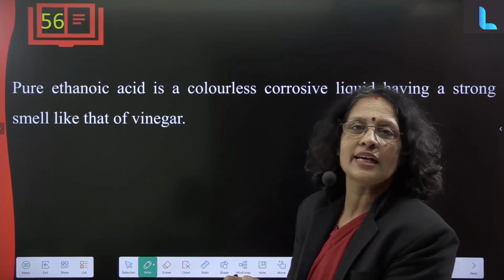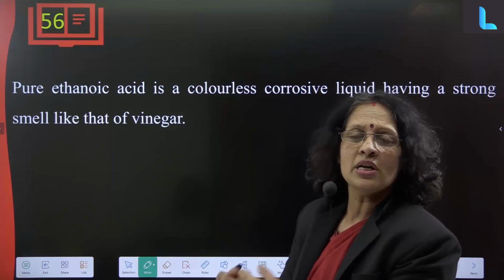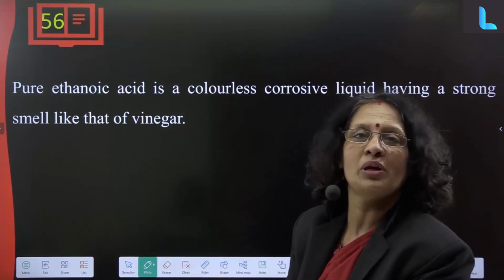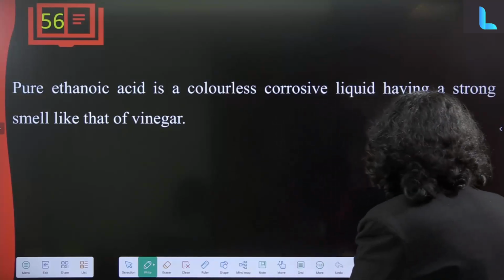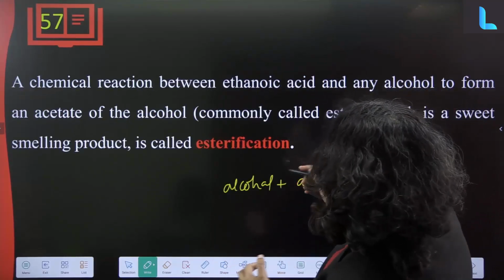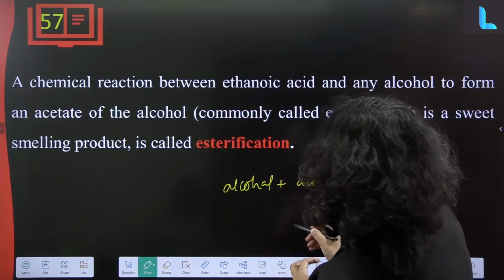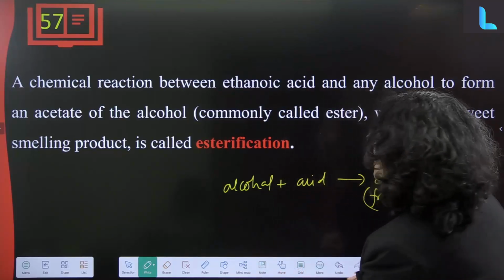Vinegar is used as a preservative, also in tomato ketchup. You can see a tomato ketchup bottle, when you open it, a very strong smell comes. That is the smell of vinegar only. So that is used as a preservative there. A chemical reaction between ethanoic acid and any alcohol gives an acetate of alcohol, commonly called ester.